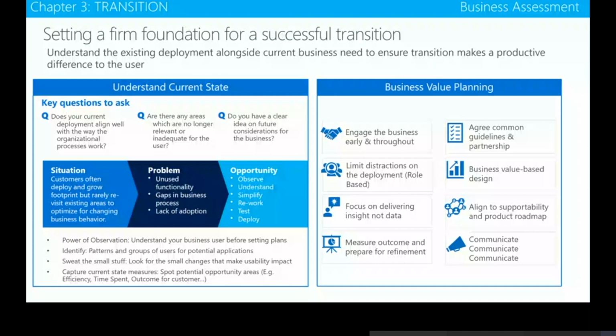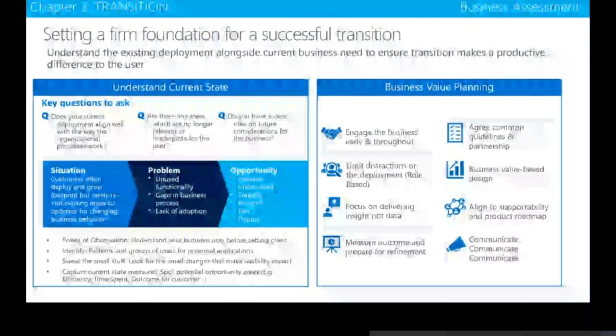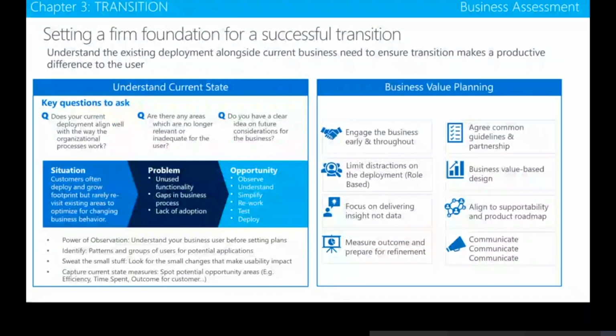So I could ask questions like, does our current deployment align well with the way our processes should work? Because quite often the system may have an aged implementation of processes, and actually our organizational processes have changed. So we don't have a good match anymore. So are there any areas that are no longer relevant in our system that we could drop? Are there things that are inadequate for our users that we need to improve?